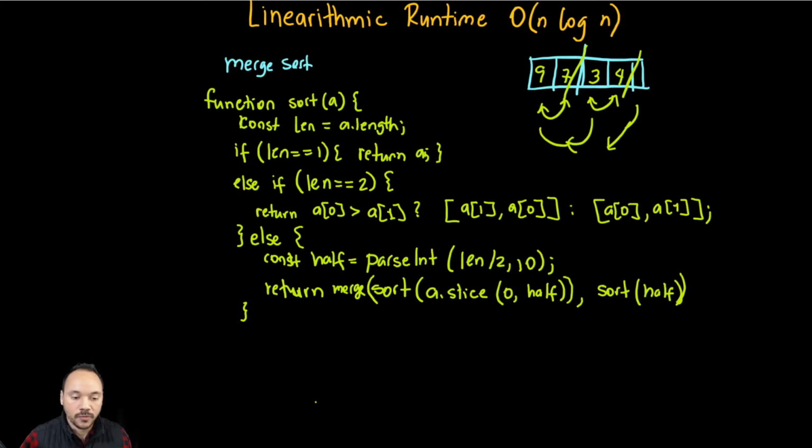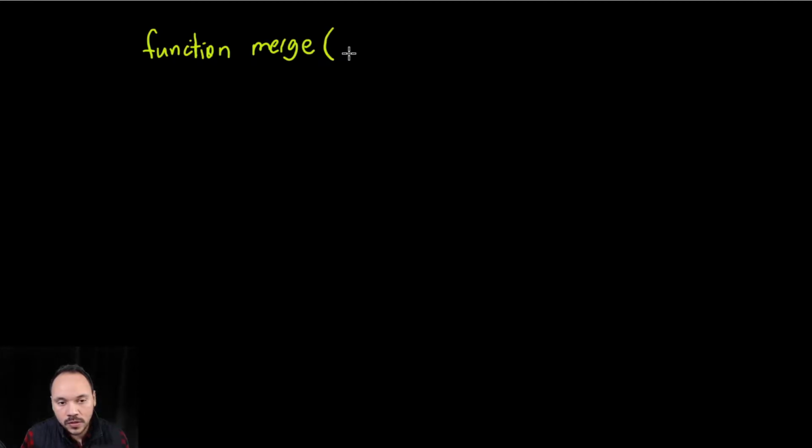So we have the merge function. We just implemented this sort part, so now let's do the merge function. What it's going to do is take two pieces of the array, or two arrays for these purposes, and then merge them in ascending order in a new array.